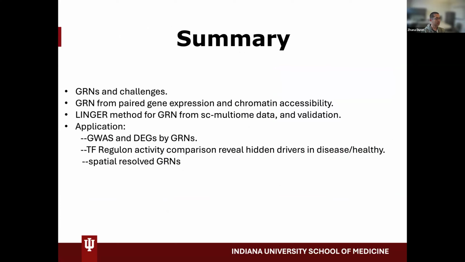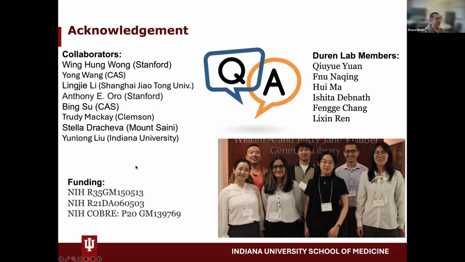So let me summarize here. We talked about the GRN and its challenges. We talked about the methodology for GRN inference, for single cell, and with validation. We have applications to GWAS and differentially expressed genes using GRN. We have the TF activity comparison to identify the hidden drivers. And we also talked a little bit about spatially resolved GRN.